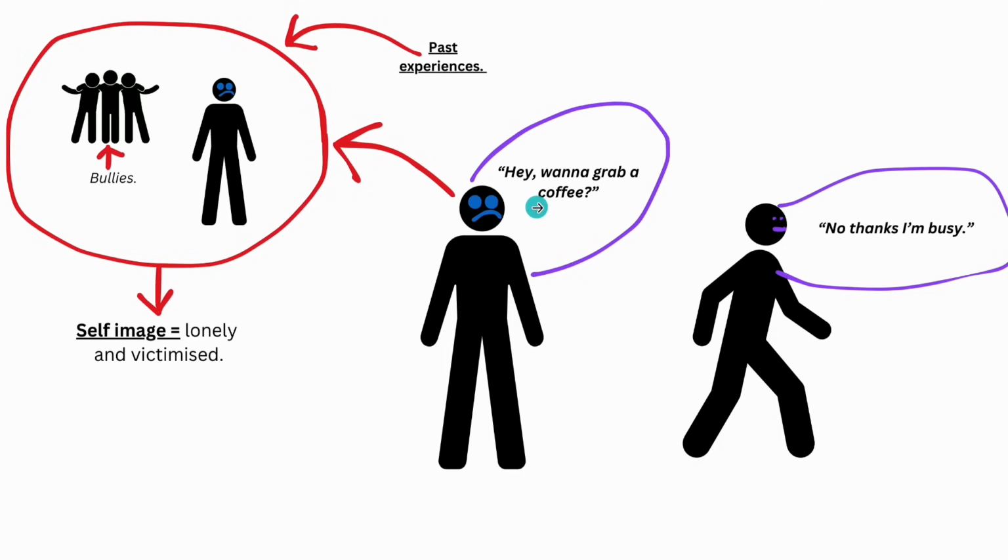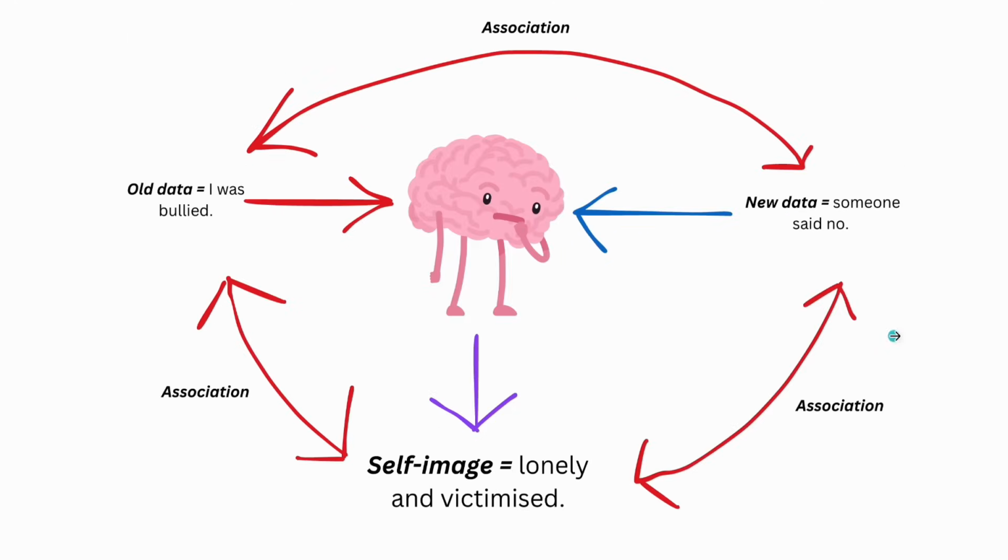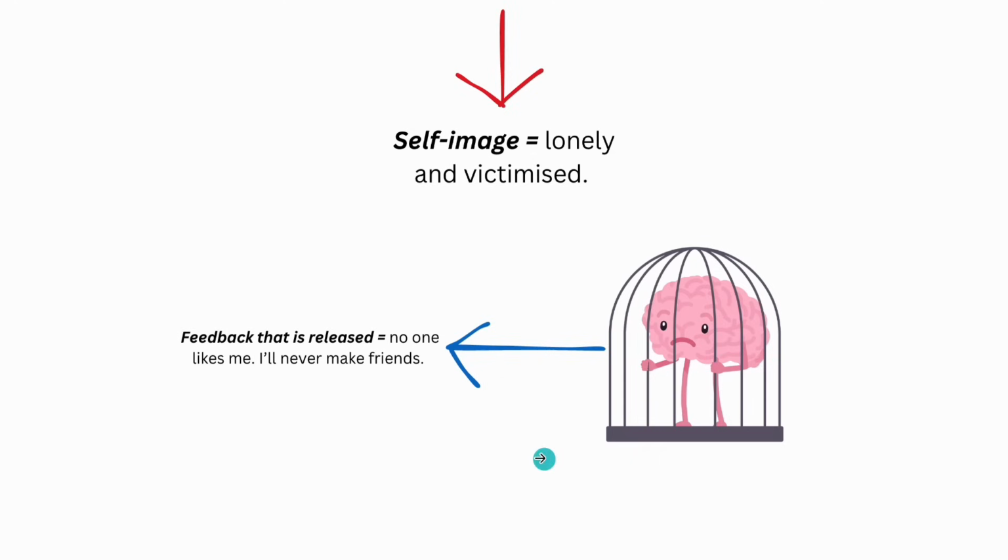They now reach out to someone, "Hey, want to grab a coffee?" But on the odd chance that person says, "No thanks, I'm busy." So what happens? The association is formed in that person's brain of the new data coming in, which is someone said no, and their old data, which is I was bullied. But remember, your brain interprets feedback from your environment in relation to your self-image, which for this person is lonely and victimised. So the brain puts itself in a little cage, and the feedback that it releases is "No one likes me, I'll never make friends."